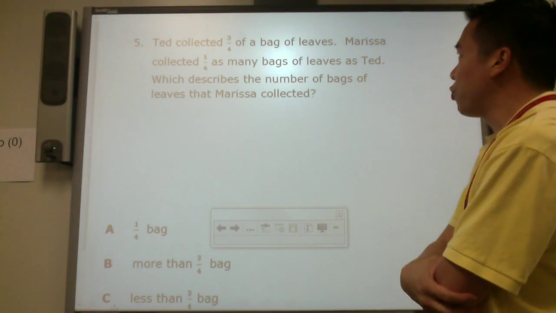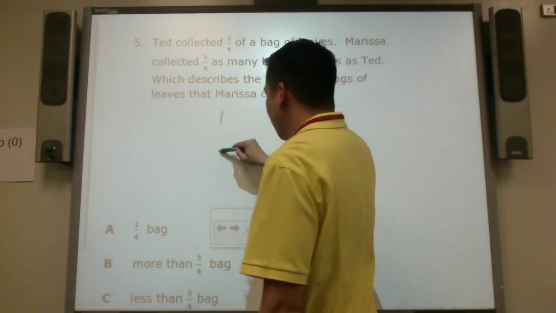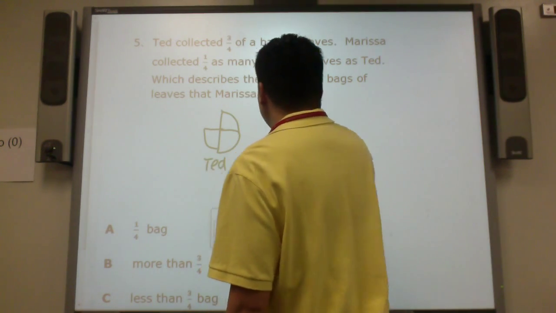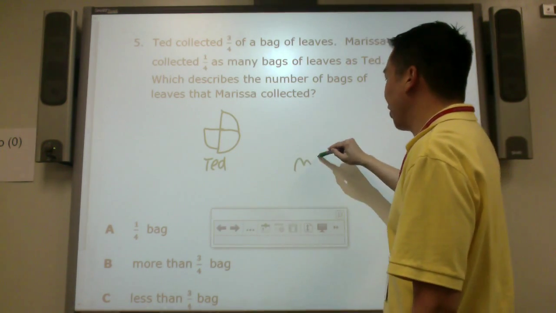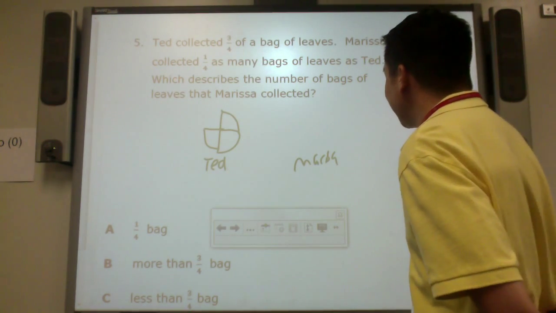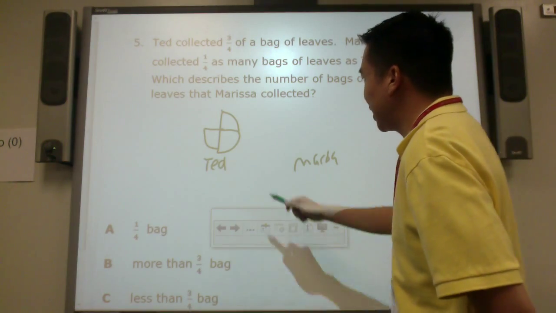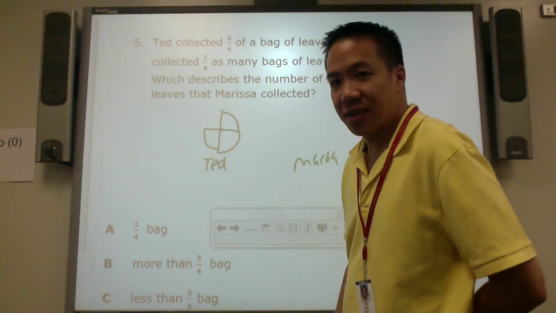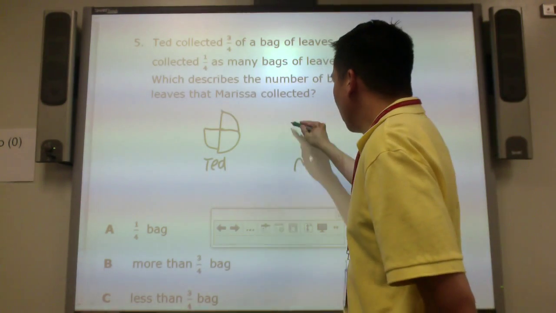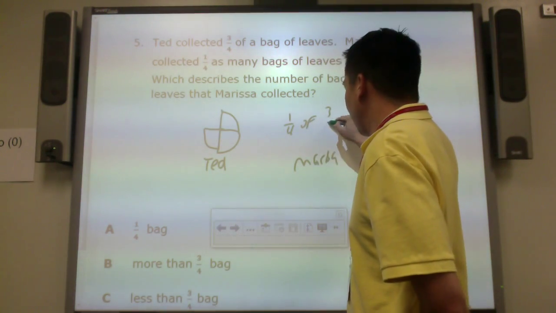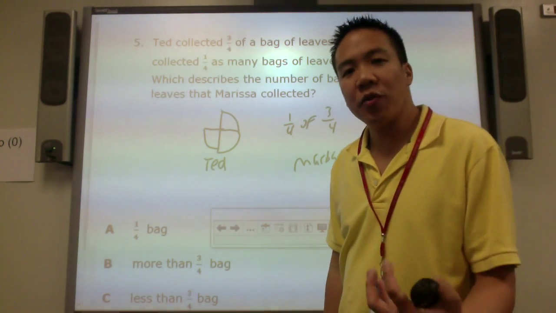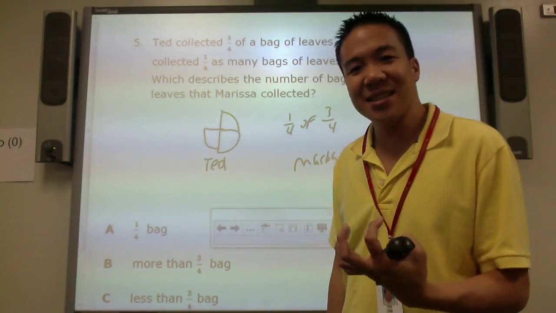Ted collected 3/4 of a bag of leaves. So imagine this is how many leaves Ted collected. Marissa, on the other hand, collected 1/4 as many bags of leaves as Ted. So she collected 1/4 of this. Is that less, more, equal? Let's think about it. She collected 1/4 of the 3/4. So you start with 3/4, and take 1/4 of it. Is 1/4 less than 1 whole? It is.